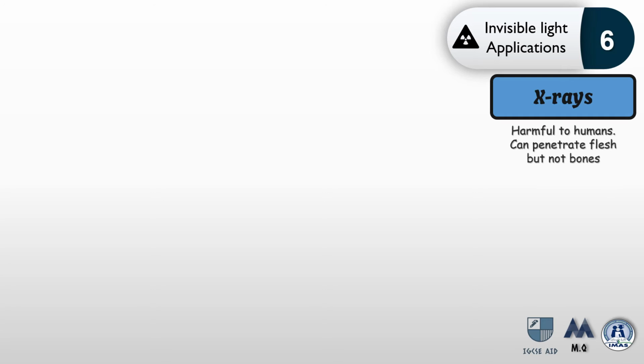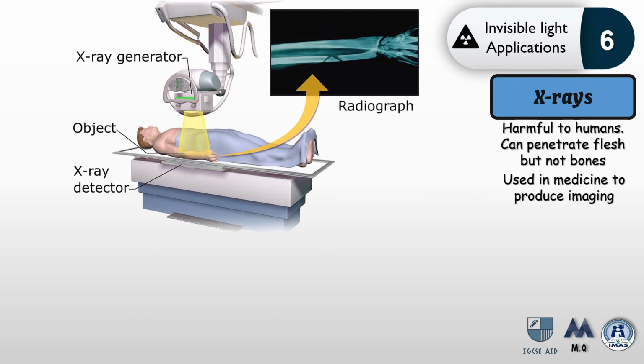Now let's look at X-rays. They are even more harmful than UV to humans. They have the ability to penetrate flesh, but not the bones. That's why they are used in medicine to produce images. X-rays are illuminated to the parts where you have broken bones, and then you look at the shadow of this light, the shadow of the bones actually, because it can penetrate the flesh.